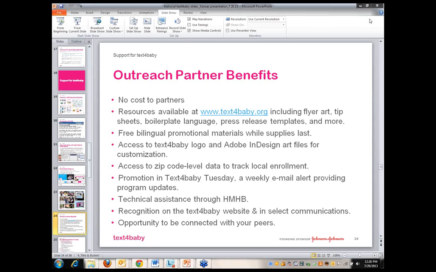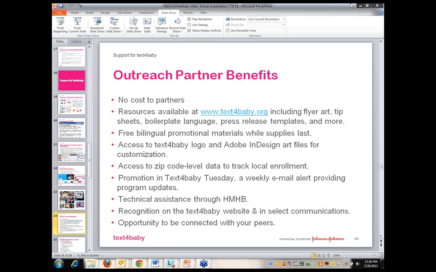All the services are available in both English and Spanish, as well as our promotional materials. You will have access to the Text4baby logo, as well as Adobe InDesign art files for customization. So any of the materials that we have, you do have the ability to customize and put your logo on them. And I can work with you and send you the customizable files, and you can put whether it's your health department or whatever organization you work with, and then you can distribute that in your community. As well as, again, you can order the national standard versions of our materials at any point that you can hand out as well.